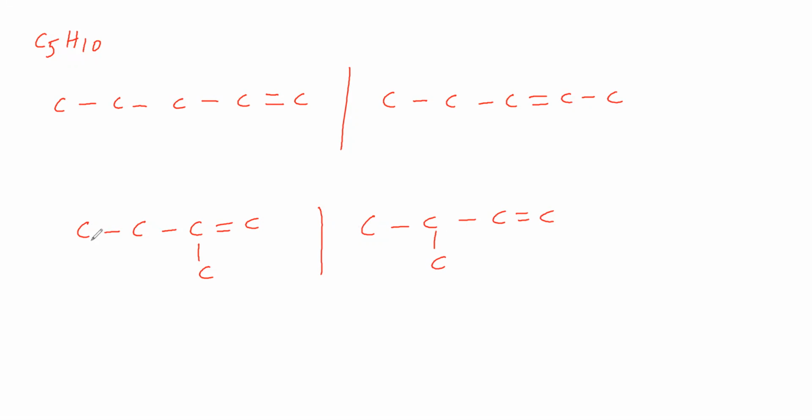We cannot write this carbon here. Yes, this carbon we cannot write here. Can we write these 2 carbons here? Not possible. Therefore, only these 4 are possible. Now we will give hydrogen atoms.